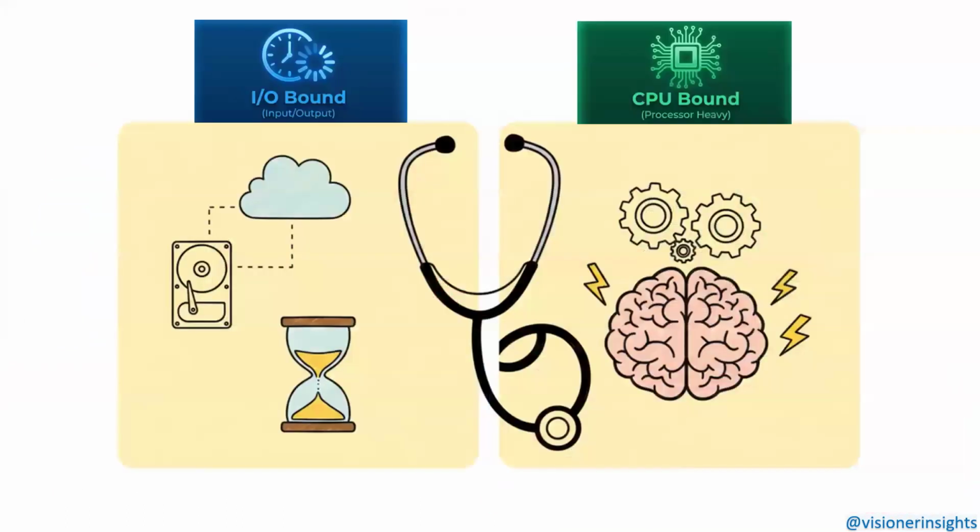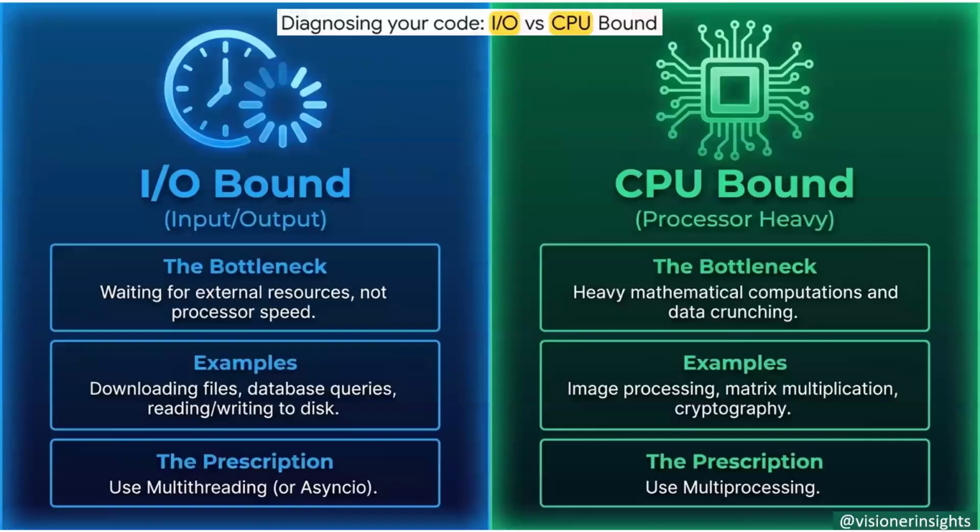Okay, before we can prescribe a fix for this huge bottleneck, we've got to diagnose the symptom. Every piece of slow code out there generally falls into one of 2 camps, I/O bound or CPU bound. Basically, are you waiting on external resources like a really slow network or a spinning hard drive? Or are you thinking hard, maxing out your processor with heavy, complex math? Knowing the difference here is the absolute secret to unlocking Python speed. Let's break down that diagnosis.